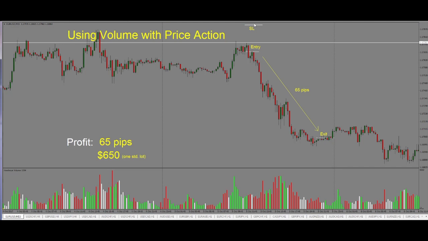We enter the trade short, stop goes above the high here, and we stay with the trade as long as we see that the selling volume is in place. Once we see the selling volume starts to drop and price just starts to go sideways, good time to exit the trade. From entry to exit here, we get 65 pips in the trade, or a profit of $650 if trading one standard lot.